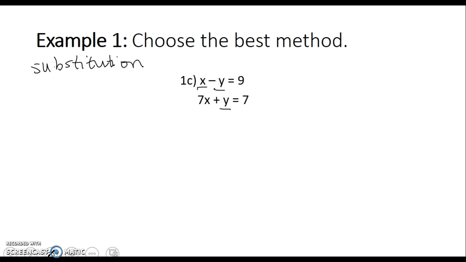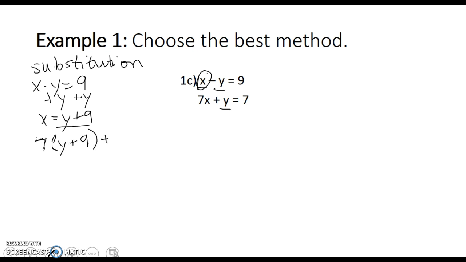So probably the easiest variable to get by itself is going to be this x. So I have x minus y equals 9. I add y to both sides. I'm left with x equals y plus 9. Okay, now I can plug y plus 9 in for x in that second equation. So I have 7 times y plus 9, plus y equals 7.